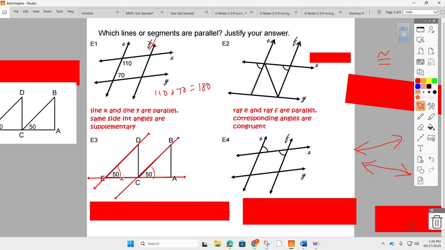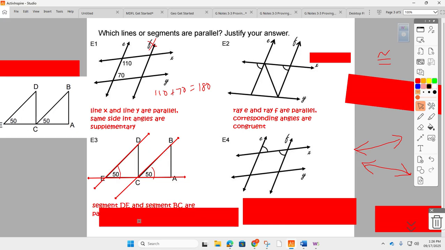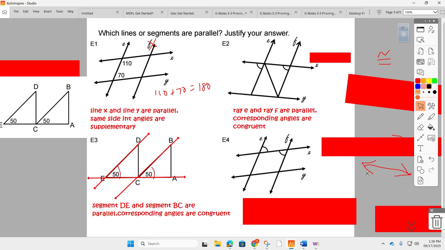If corresponding angles are congruent, then we can prove that the lines are parallel. So that's what we're doing. Segment DE and segment BC are parallel because corresponding angles are congruent. That's our proof. Kyle, are you done writing this? Because I'm getting ready to move on.